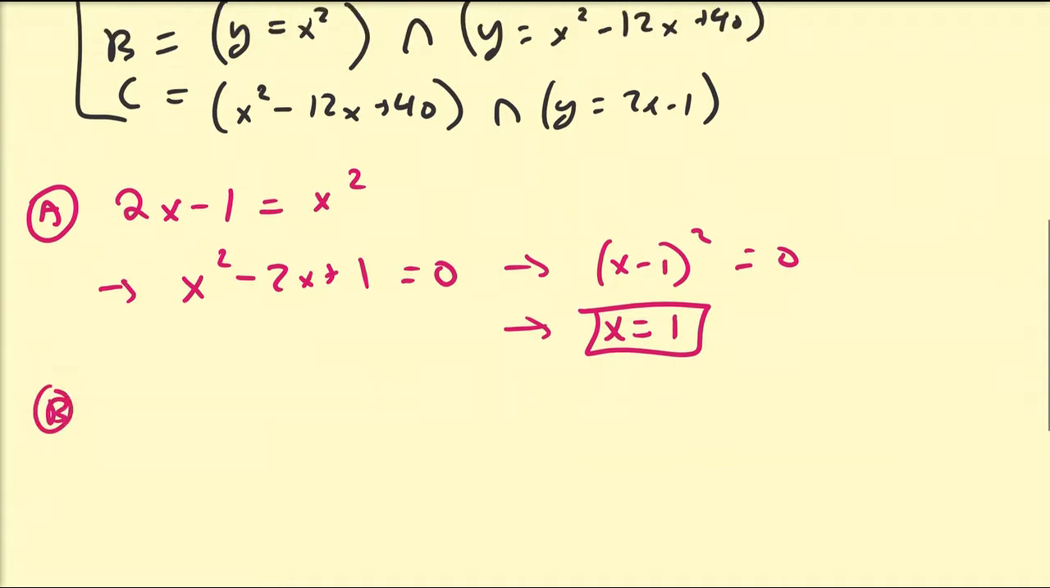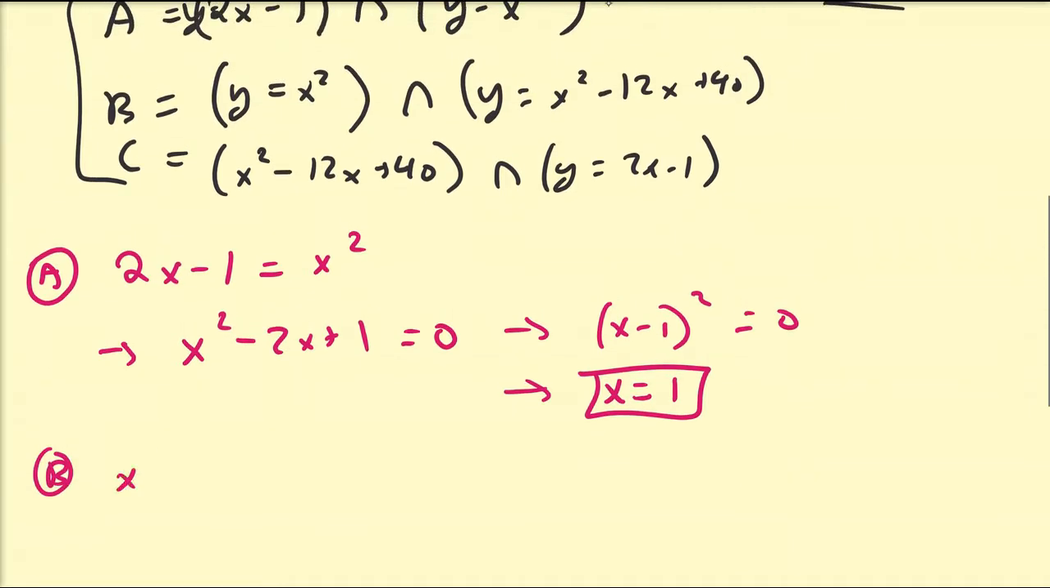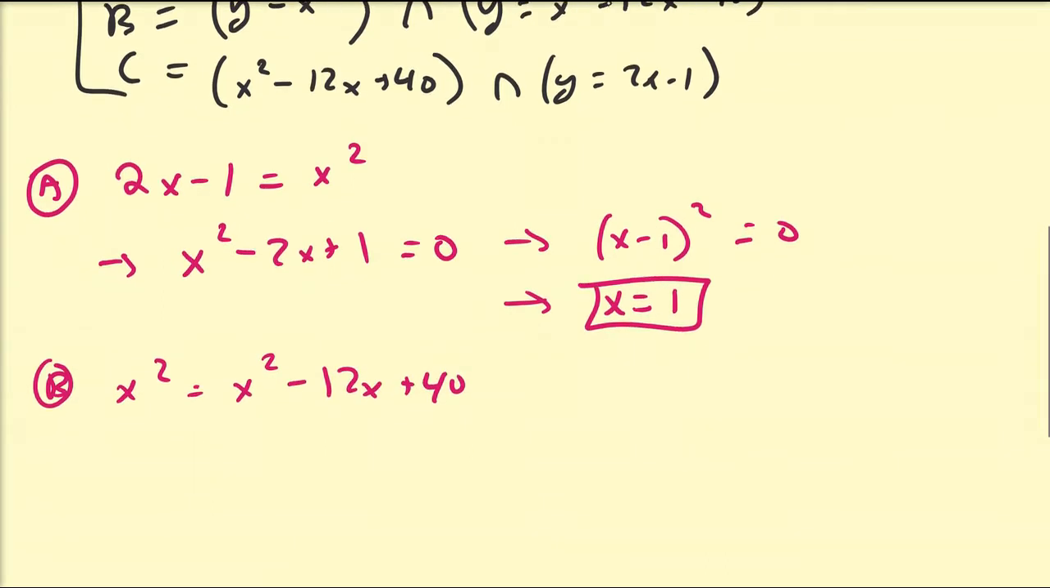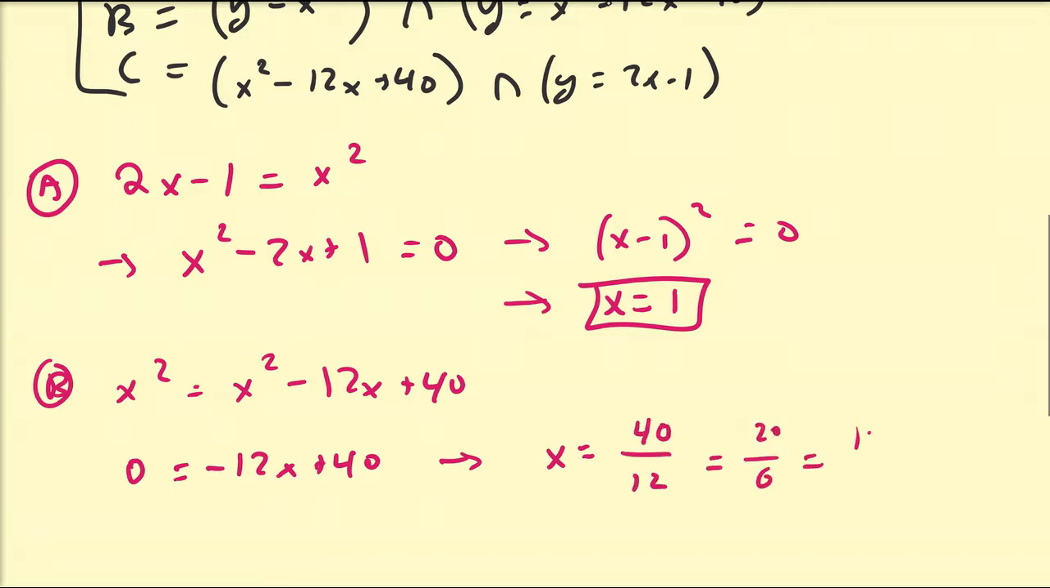B. So when is x squared equal to x squared minus 12x plus 40? We can subtract x squared from both sides, so 0 is equal to negative 12x plus 40. If that's the case, then x is going to be equal to positive 40 divided by 12, which is 20 over 6, which is 10 divided by 3. So that means x is equal to 10 over 3.